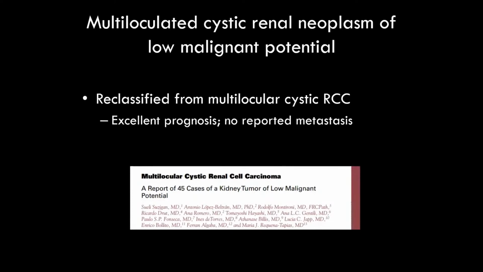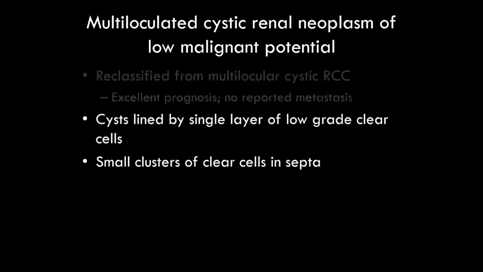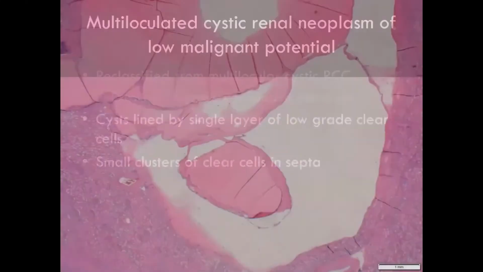But we have to be aware of certain criteria before we label a tumor as a multiloculated cystic renal neoplasm of low malignant potential. So one of these important criteria is the cyst has to be lined by a single layer or at the most a couple of layers of low-grade clear cells. And usually you find small clusters of clear cells in the septations. Okay, so let's take a look at some pictures here.